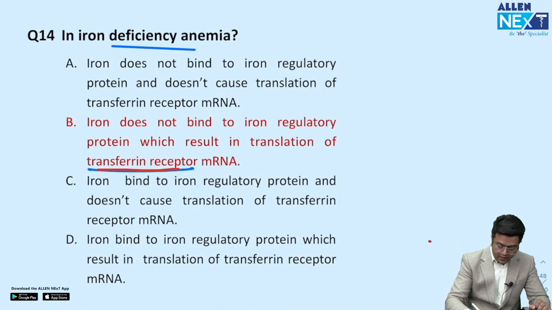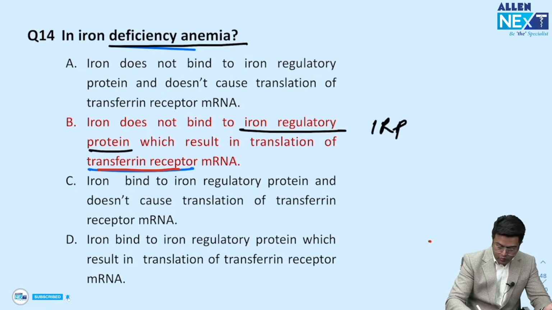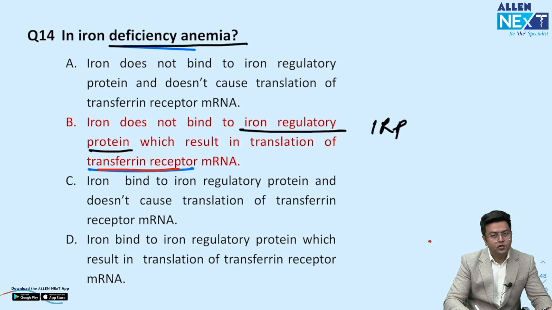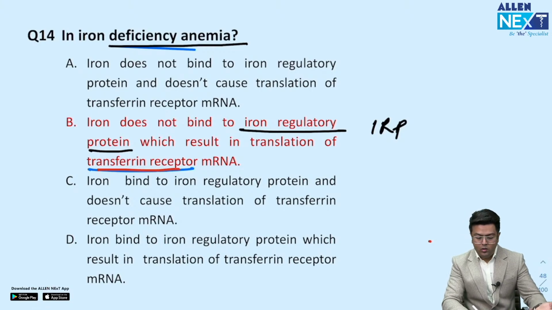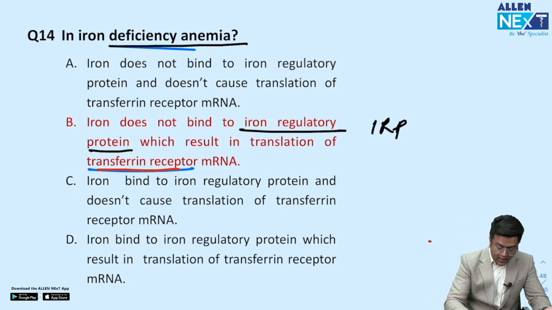See, in iron deficiency anemia, iron does not bind to the IRP, the iron regulatory protein, which results in translation of transferrin. Very simple. Now look at the other option. You rule out: iron does not bind to iron regulatory protein and doesn't cause translation. That is wrong. Iron binds to iron regulatory protein.